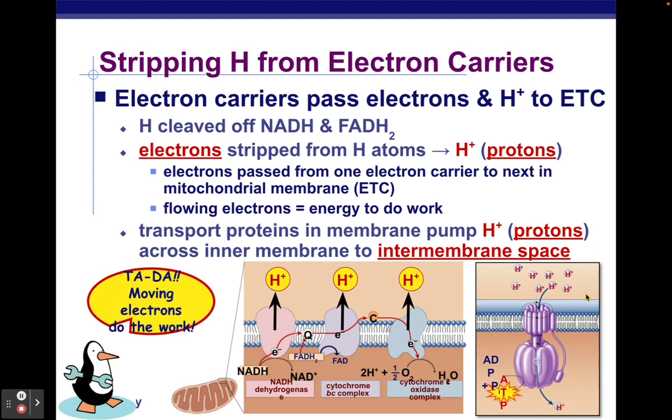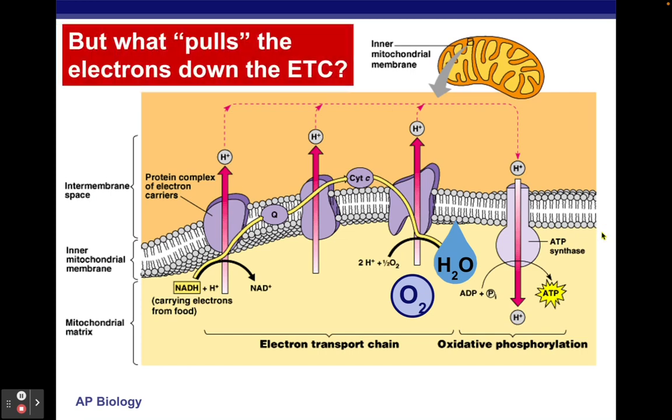Moving electrons do all the work. Life literally depends on the movement of electrons, guys. That's why in integrated science, we're like, electrons, electrons. Why are electrons important? Electrons are important for everything, but there would be no life if there were no moving electrons. They are the best. So what pulls the electrons down?